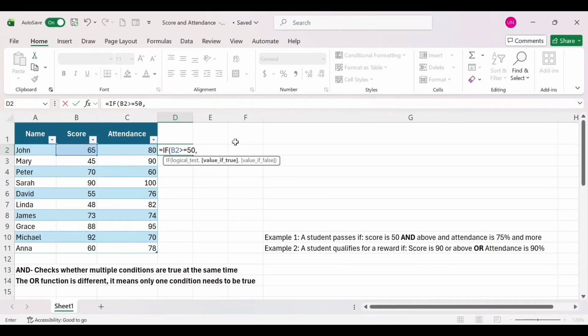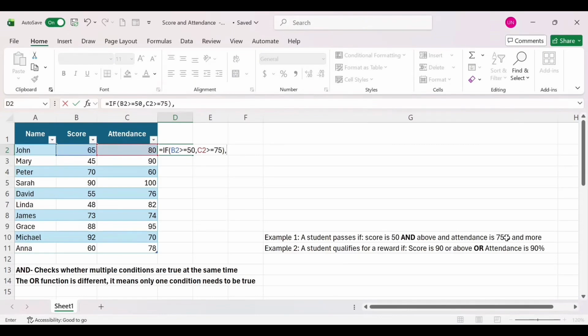Now, what's the next thing? If John also, which is C2, just for the sake of the people here. If C2, the next logical test, is greater or equal to what? What's the second criteria? 75%. We're not going to add the percentage sign. Between you and I, we know the attendance is in percentage. Then we are done. We put it in bracket. That's our logic test. So we do comma.